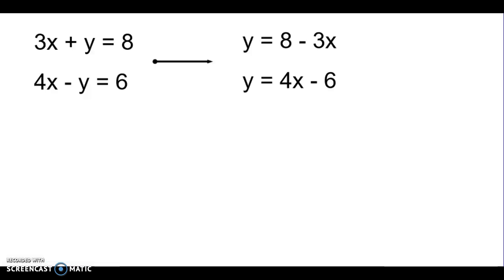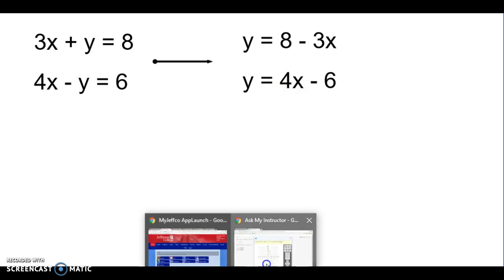Okay, now for the second line, I see that I have a negative 6 as my constant, so my intercept on the y-axis is going to be at (0, -6), and my slope is positive 4, or 4 over 1. So I'm going to go back to my graph.